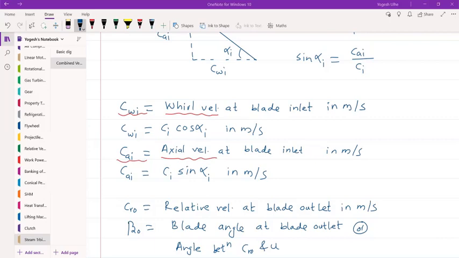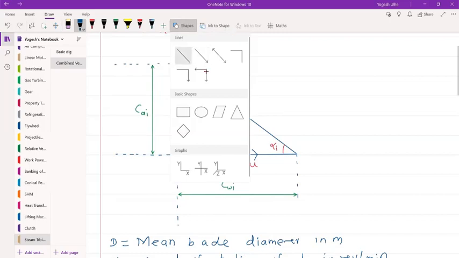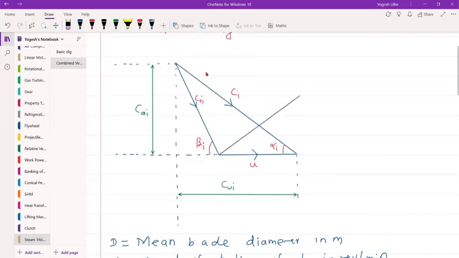Okay, good. So now where will we show CRO on this drawing? We will show CRO like this. This is our CRO, and this angle is beta O. This is the relative velocity.